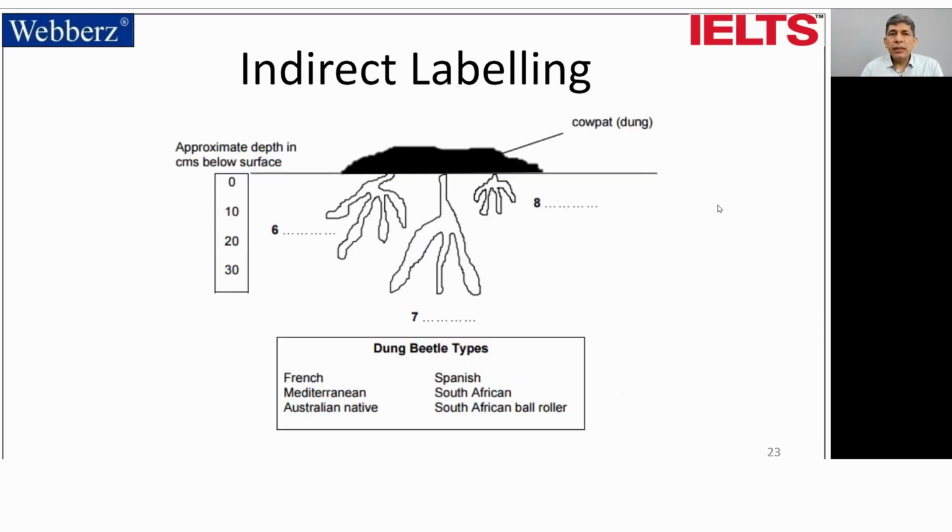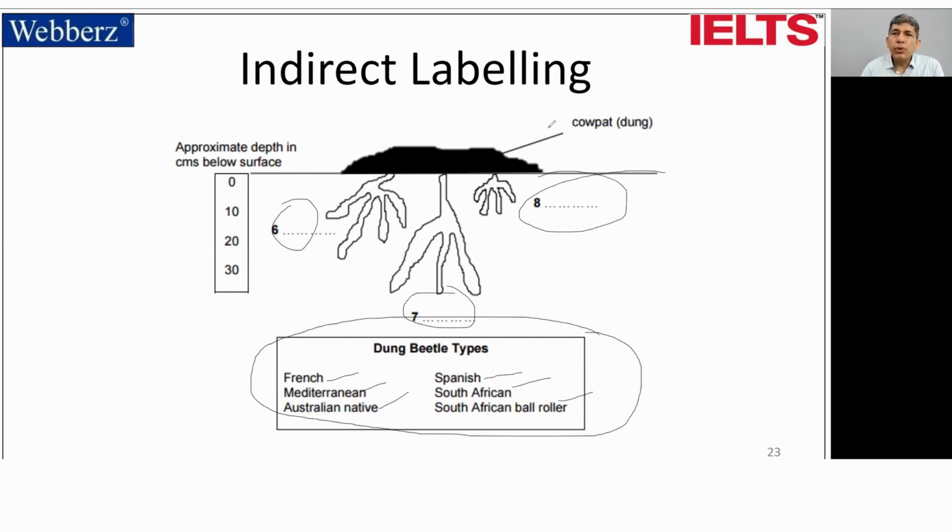But this is the second type. This is called indirect labeling. These are the things which are given here. So I have to find out only these six things, and I have to put them in these three blanks. Blank one, blank two, and blank three. So this is how it's going to go.